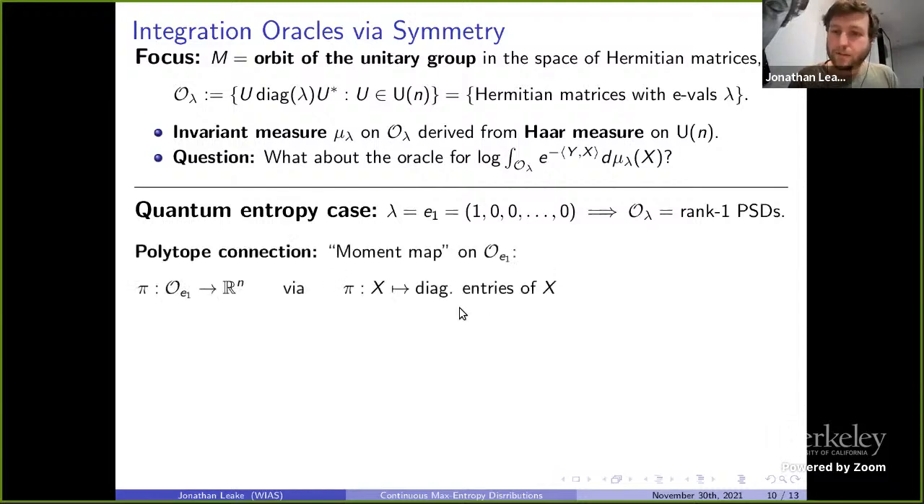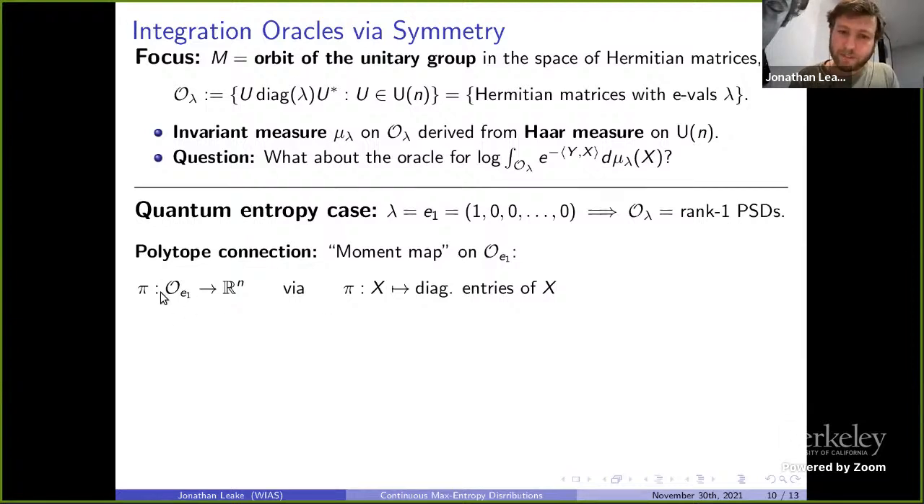Okay, and there's a sort of polytope connection here that we're going to exploit. I put this moment map here in quotes because I'm not going to talk about what this means or why I use this term, but there is some moment map on this orbit, which gives a very nice polytope. And if you don't care about this term, then just think about this very simple map that I've written down here. So here's what we're going to do.